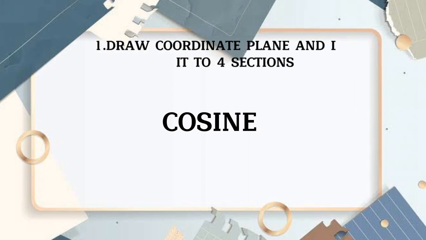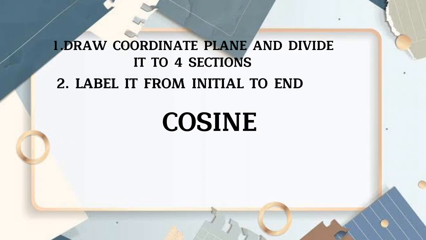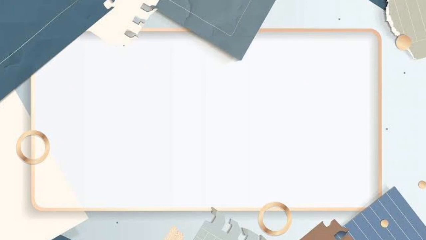Giving the definition of how to graph a cosine, first, you need to draw a coordinate plane. Divide it into 4 sections, on both sides, and label it from initial to end. And the last is to graph the equation. For further explanation, here's my partner to lead you on how to graph a cosine step by step.